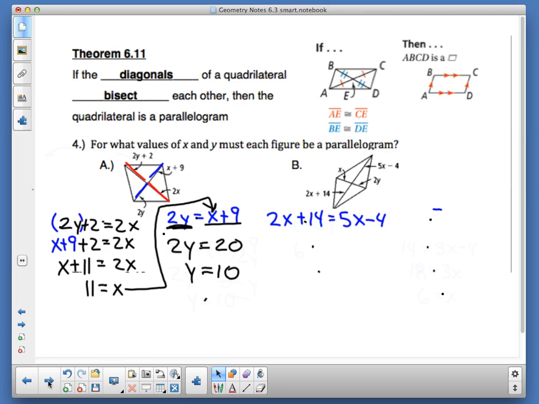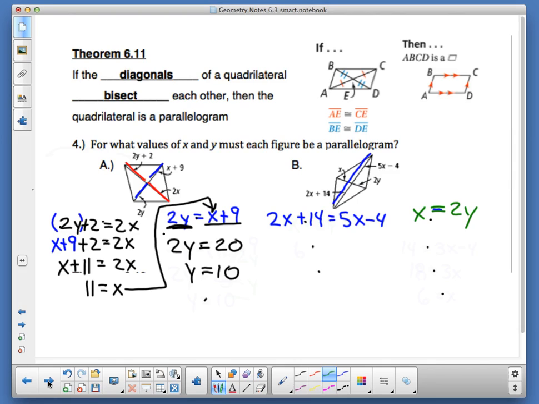Now, remember over here, I've got 2x plus 14. Those are blue, 2x plus 14 and 5x. I also have that x is equal to 2y. Okay, where I'm going through and getting that done. So I got x is equal to 2y. 2x plus 14 is equal to 5x minus 4. Well, that's kind of cool, right?